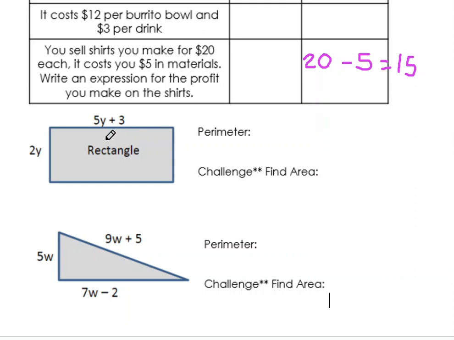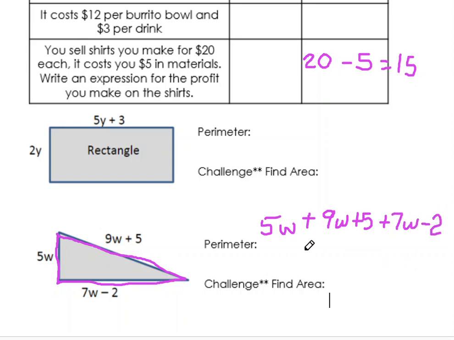All right. These next ones there's a perimeter. So perimeter means the outside of the shape, right? So let's do this triangle one first, actually. So perimeter means I'm going around this whole outside. So that means I'm adding up all these things, right? So I'm adding up 5W plus 9W plus 5, because that's 9W plus 5. And then I have 7W plus minus 7. So it'll be plus 7W minus 7. Or sorry, minus 2. 7W minus 2.